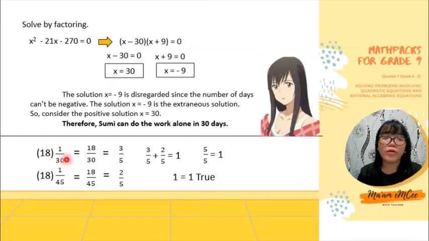1 over 30 is the rate, or the part of the work done by Mitsu in one day. So if you multiply it by 18, we will get the part of the work done by Mitsu within 18 days.